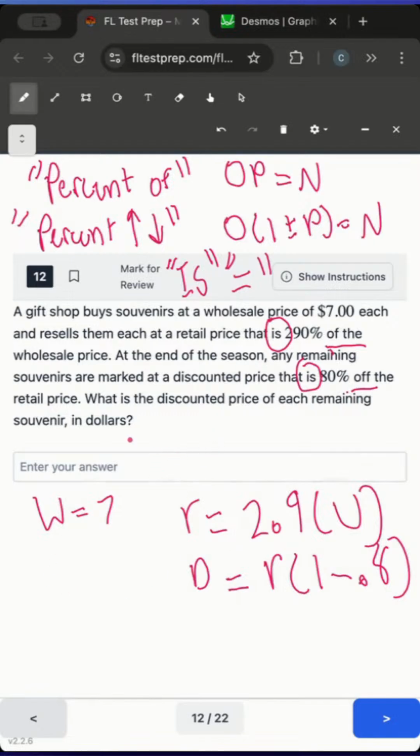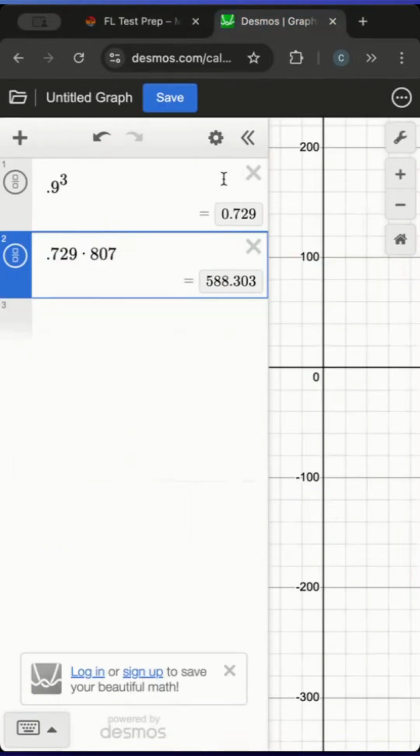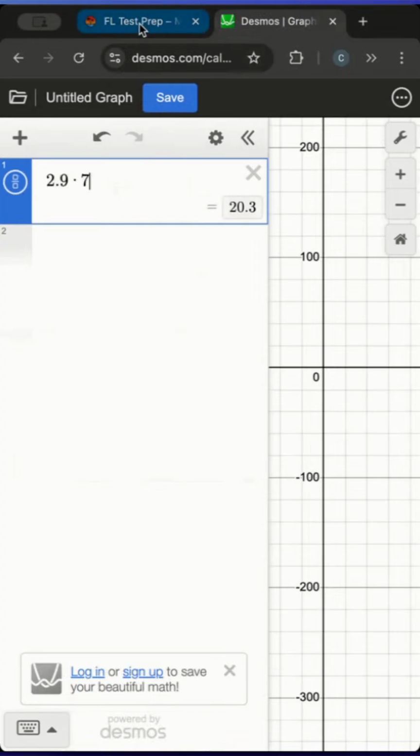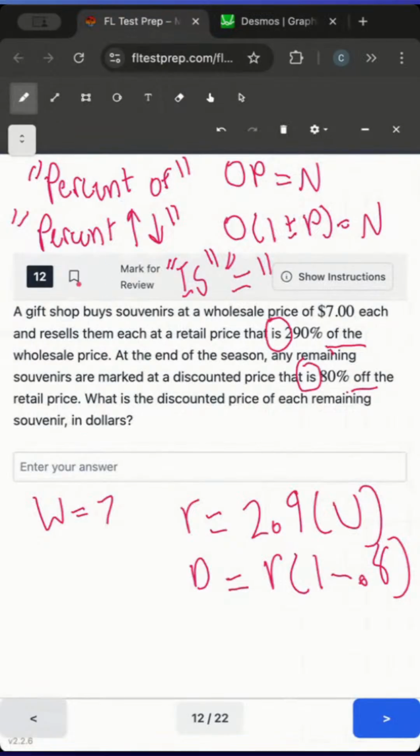So we know our first equation is going to be R equals 2.9 times the wholesale, which is 7. So we're going to go into Desmos. We're going to do 2.9 times 7, which is 20.3. And so we know our retail price is 20.3. So we know R equals 20.3.